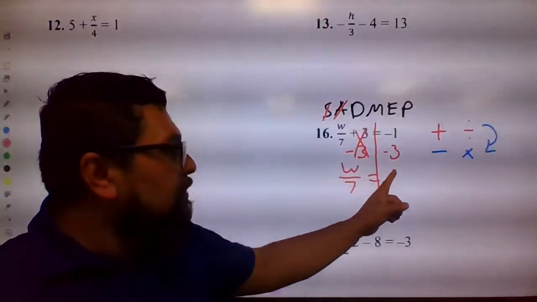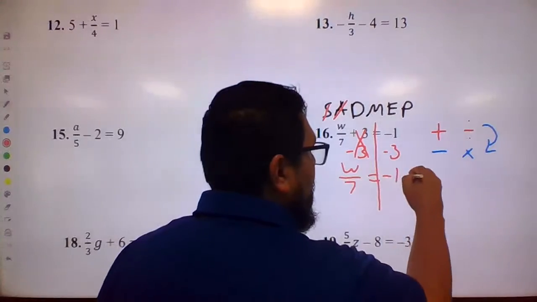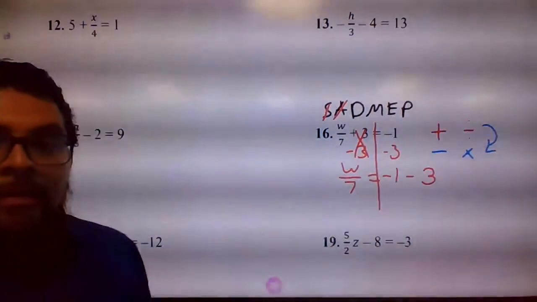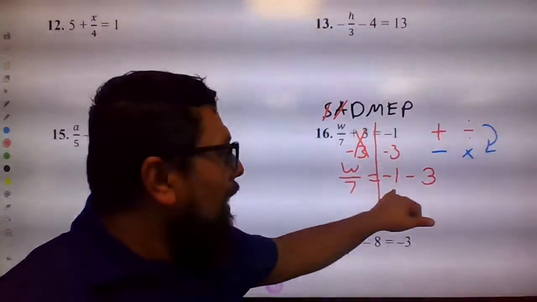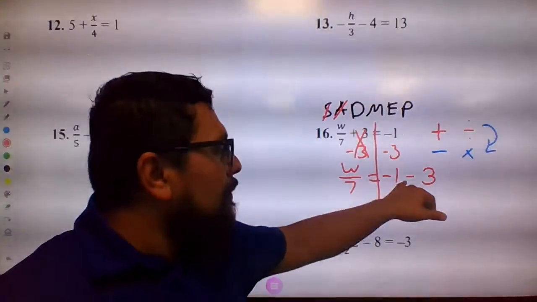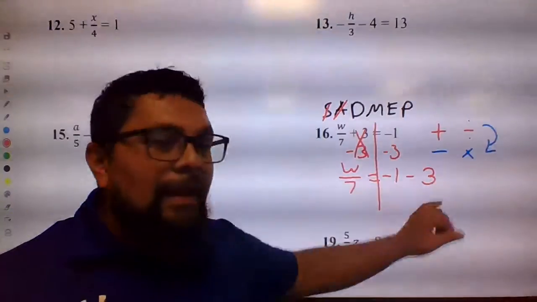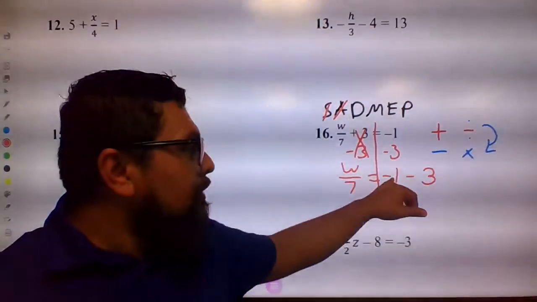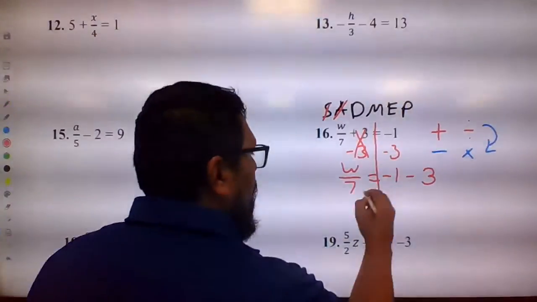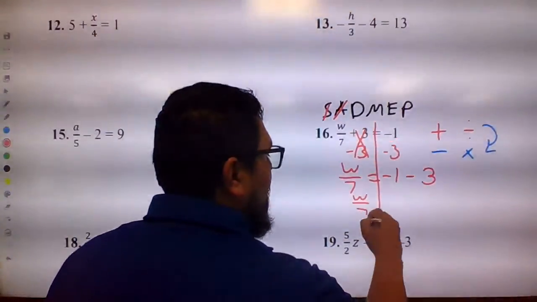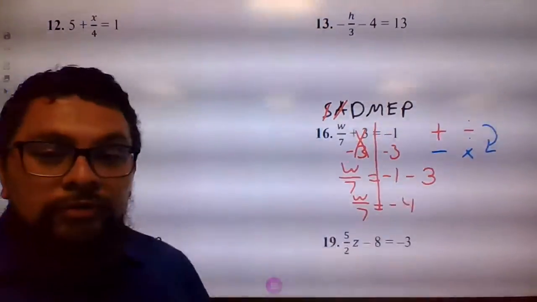Now what you can do here is rewrite it to make it look a little bit better. You can go negative 1 minus 3. When you do this, you've got to remember your integer rules. When you have a negative number and you subtract a positive number, you can switch this: you can go plus negative. So your answer here is negative 1 minus 3, so W over 7 equals negative 4. This is your integer rules.